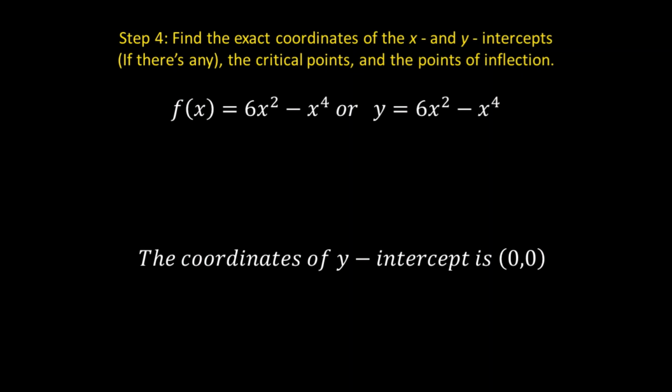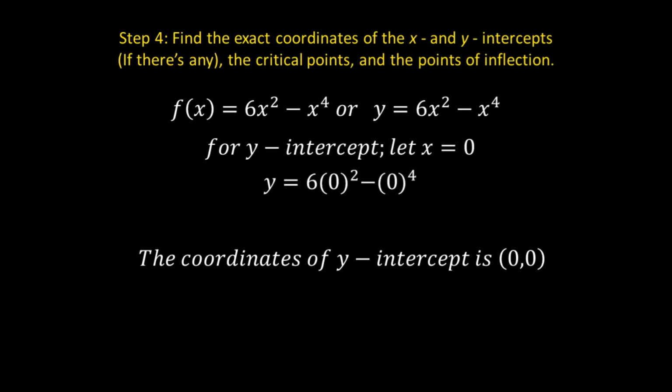For the y-intercept, we are going to substitute the value of x is equal to 0. When x is equal to 0, we have y is equal to 6 multiplied by 0 raised to 2 minus 0 raised to 4. y is equal to 0. The coordinates of y-intercept is (0, 0).